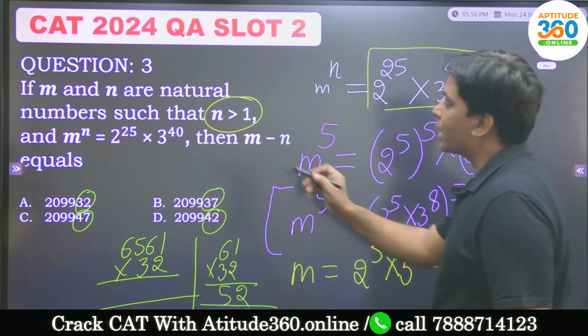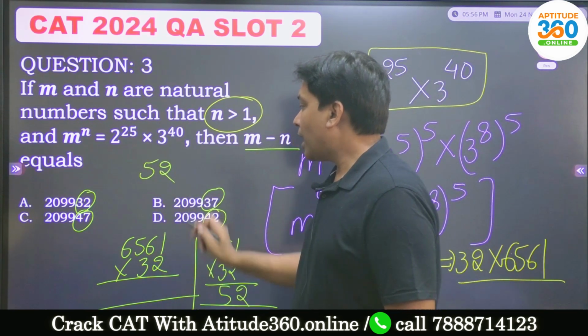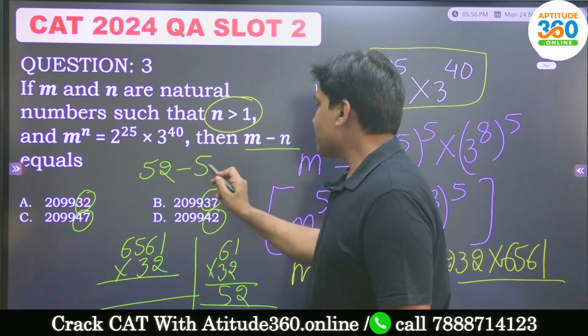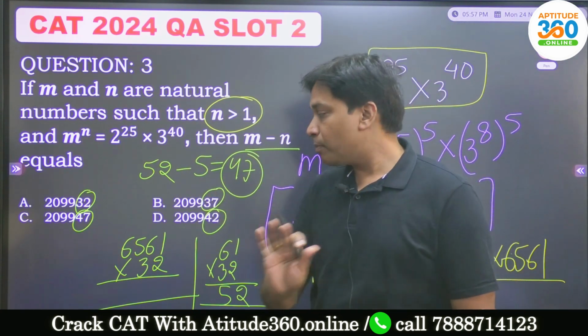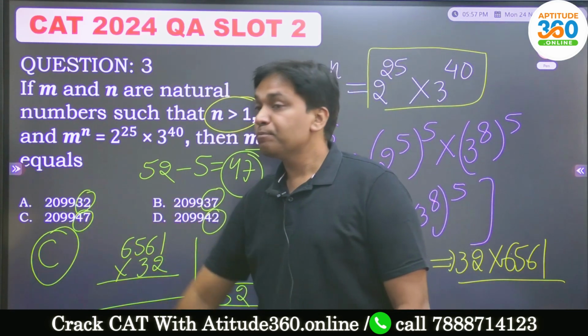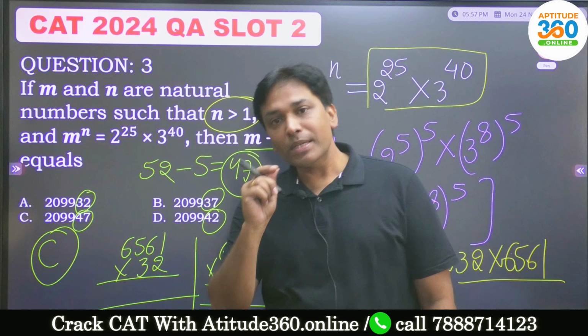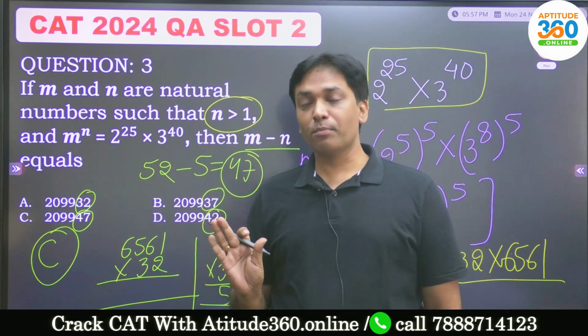And what are they asking you? They are asking you to find out m minus n. If the last 2 digits of m are 52 and n is 5, the last 2 digits of m minus n are going to be 47. Which option is giving you this? Option number C. So if you solve this problem with common sense, it can be done. It is not a complicated problem.